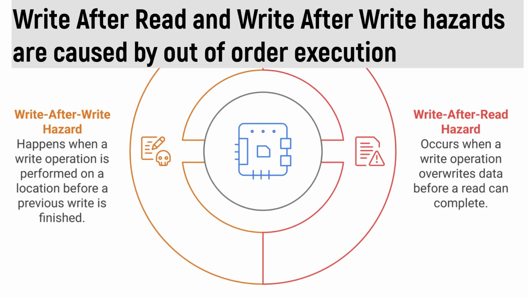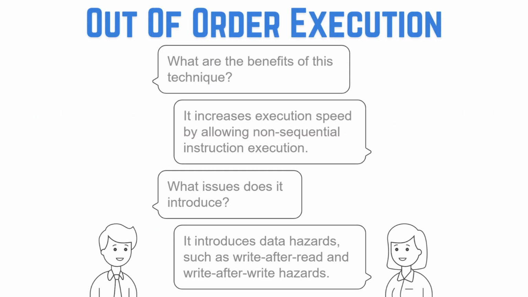Write-after-read and write-after-write hazards arise due to out-of-order execution. Out-of-order execution is a technique used in modern processors to improve performance by allowing instructions to execute as soon as their operands are available, rather than strictly following the program's original order. While this approach increases execution speed, it can introduce data hazards.